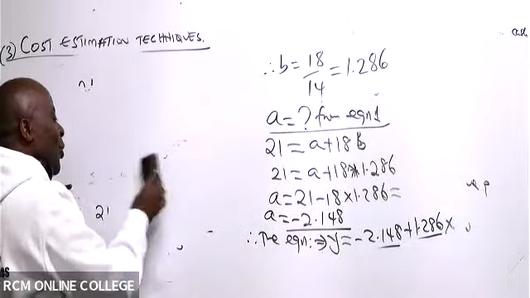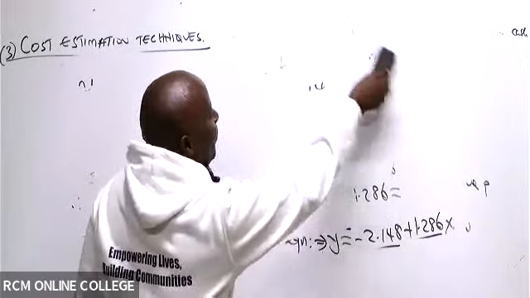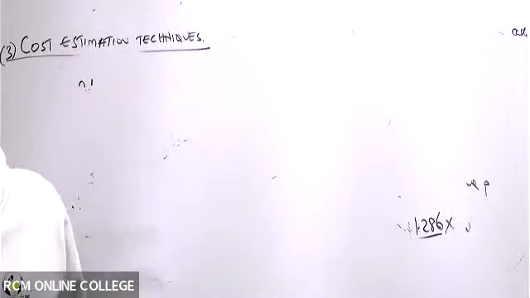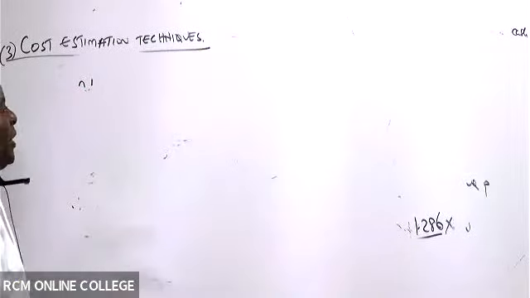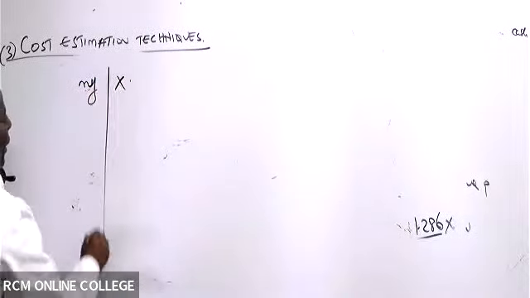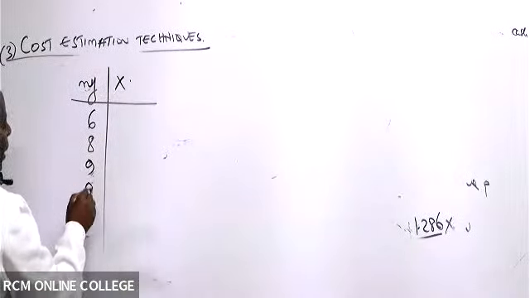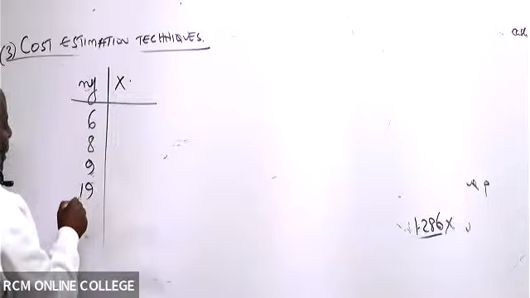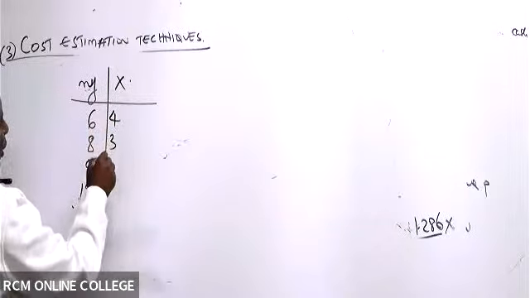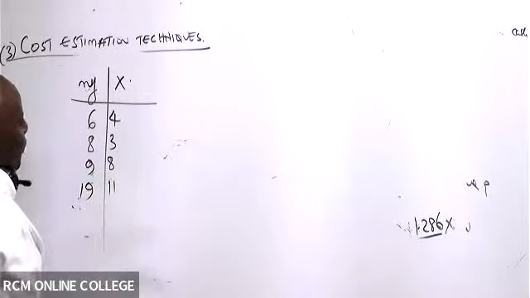So can I give you now your own question you try? Yeah. So now I'm giving you your own question you try. And this is your question. So in this case here, we have y and we have x like that. This is your question. y: 6, 8, 9, 9, 19. Then x: 4, 3, 8, 11. So you're given something like this.